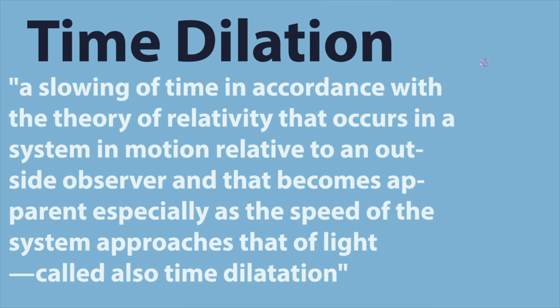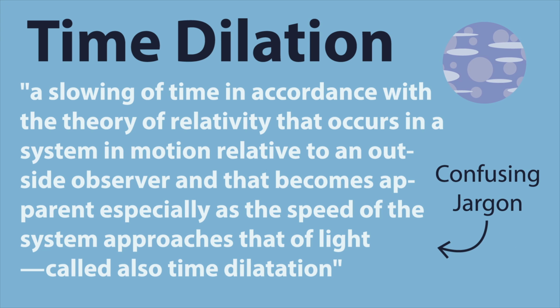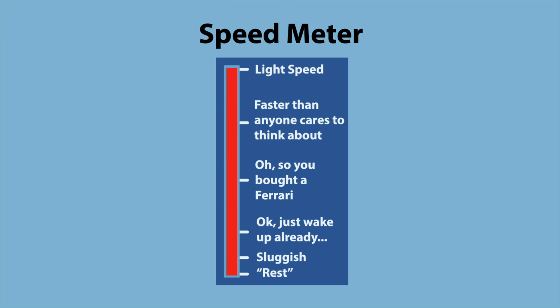Brace yourself for the definition of time dilation. According to Webster's dictionary, it is a slowing of time in accordance with the theory of relativity that occurs in a system in motion relative to an outside observer, and that becomes apparent especially as the speed of the system approaches that of light. What this means is that as you approach the speed of light, time will pass more slowly for you. But how does this work?